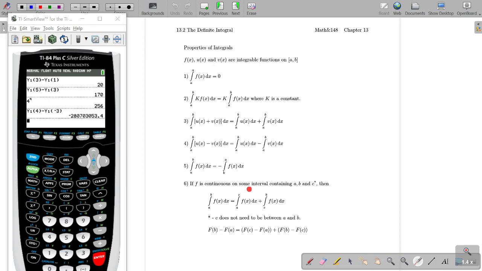If f is continuous on some interval containing a, b, and c, then the integral from a to b equals the integral from a to c plus the integral from c to b. c does not need to be between a and b. And if you think about it, this is F of b minus F of a. So F of c minus F of a plus F of b minus F of c is the same thing, and that's what this side says.